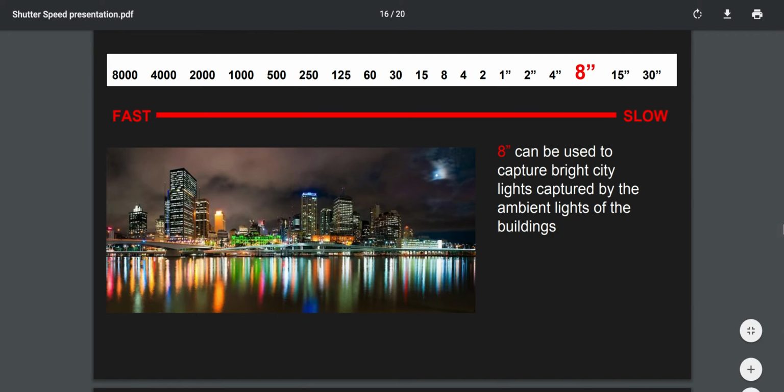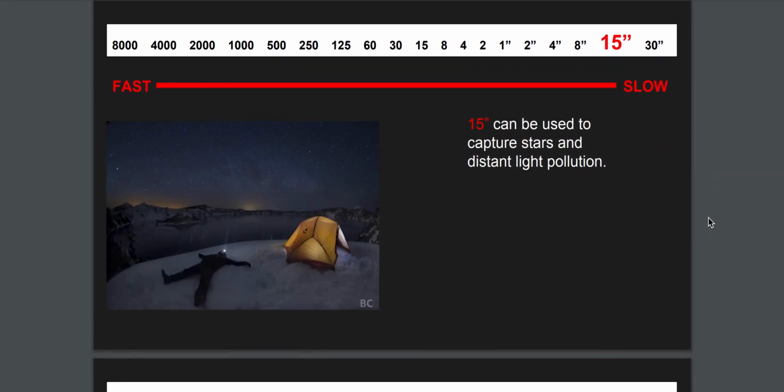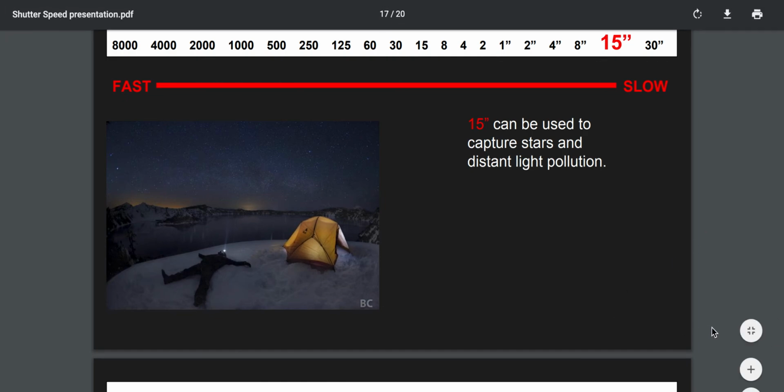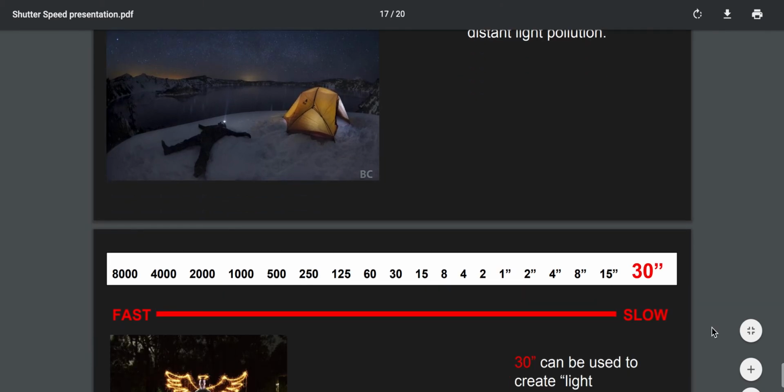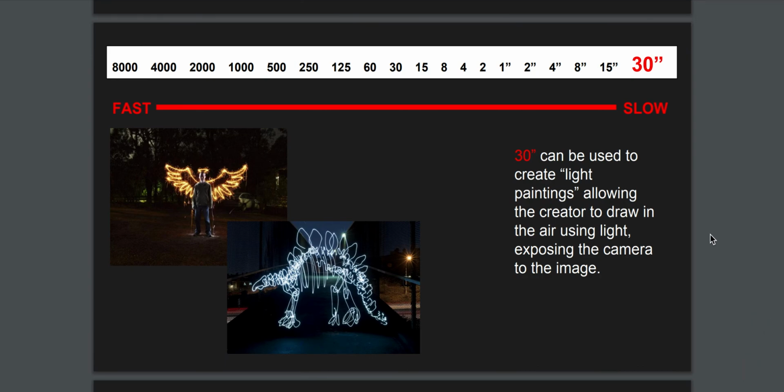8 seconds can be used to capture city lights and reflected city lights at night. And then 15 seconds can be used to capture stars and light pollution and really show what we would perceive as dark times, like at night, showing the light that is there. 30 seconds makes for really fun photographs because then you can start doing light paintings where you can draw with light and it captures everything that you have moved around.